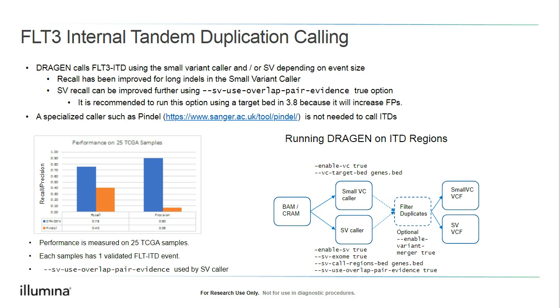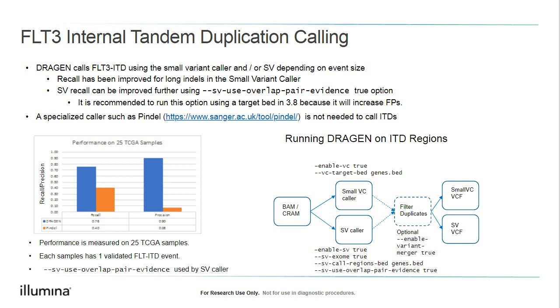The pipeline to run this is standard. We are not introducing anything specific or a new caller. We are still utilizing our standard small variant caller for somatic calling and the SV caller. So depending on the event size that you intend to call, you can use one or both, and then you can take advantage of getting the VCF from both the callers.